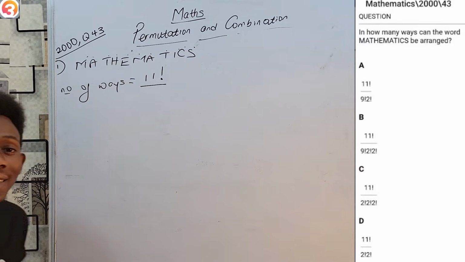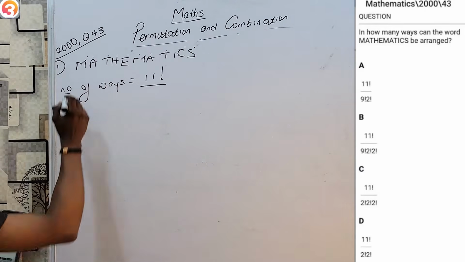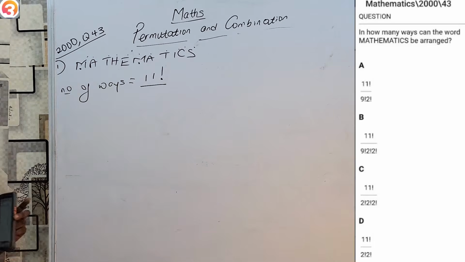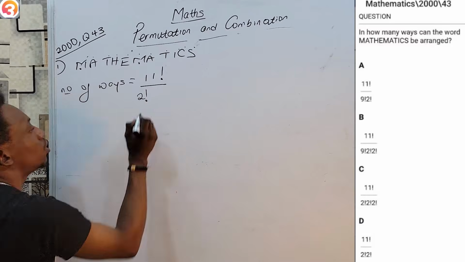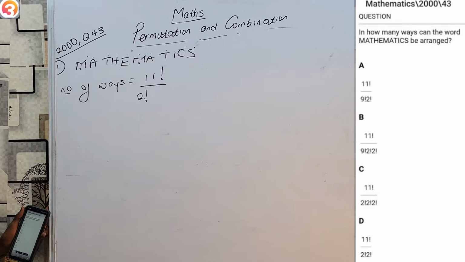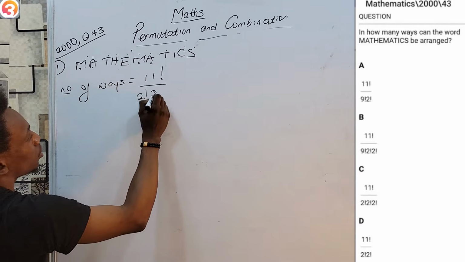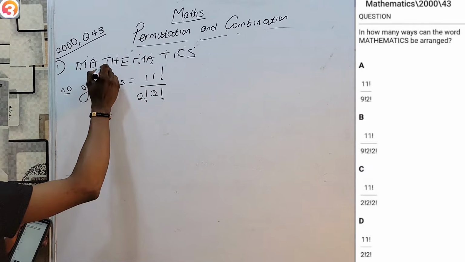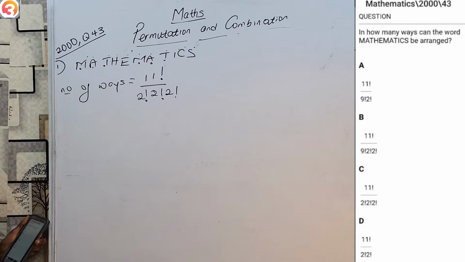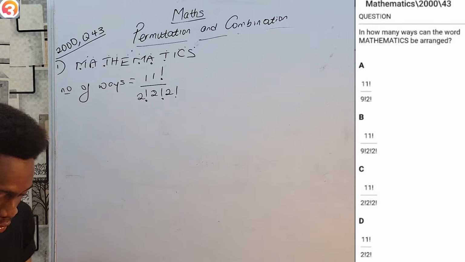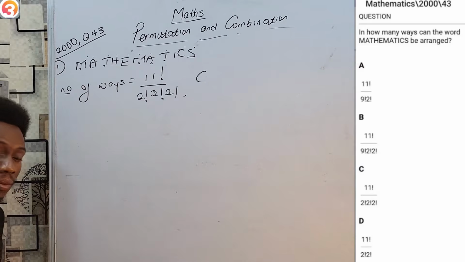Are any of these things identical? If they're identical, then I'll have to do something else. I check out M and M are identical. If I'm arranging M and M, since they are the same, I have to divide by 2 factorial. Is any other thing identical? Yes. A and A. Another 2 factorial. Then C and C. Another 2 factorial. And there's nothing else identical. So when I check out my options, I can see that this is option C.